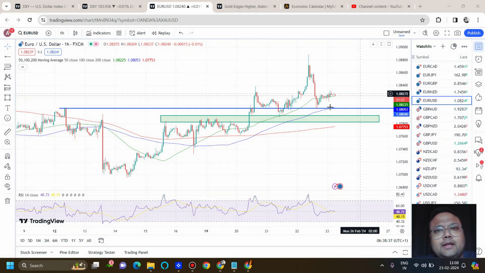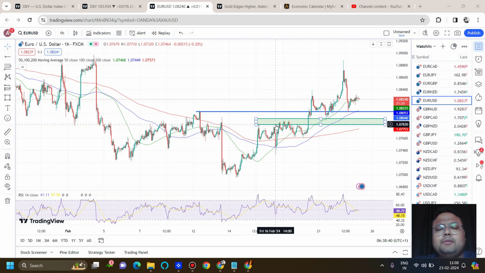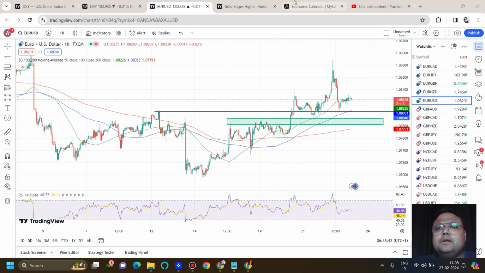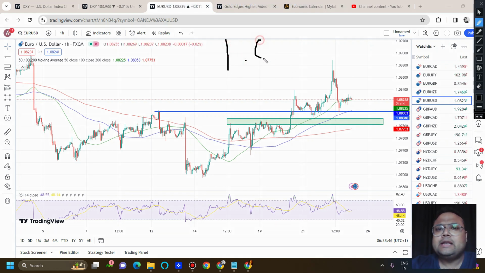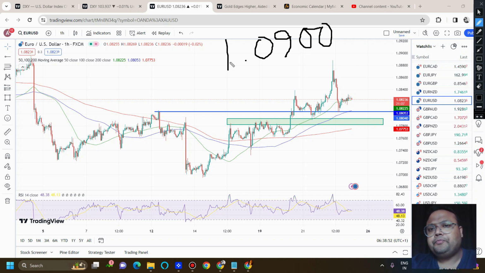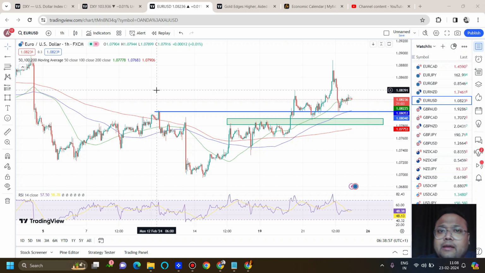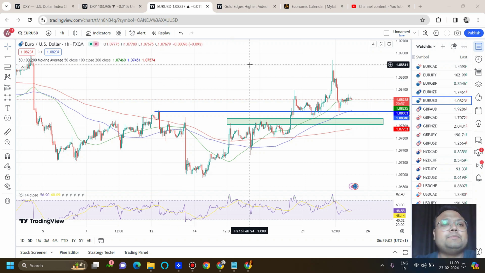So if you have taken a buy and you're a swing trader, then stay on the buy, no need to exit, because we can clearly see that further upside is very much possible, and at least the next target on Euro USD is 1.0900. This is the next target of Euro USD. And if the further downside on DXY continues, then obviously we may get to see further upside as well.